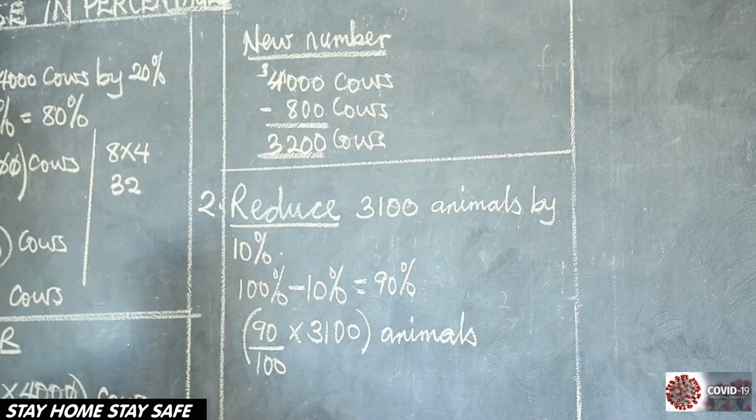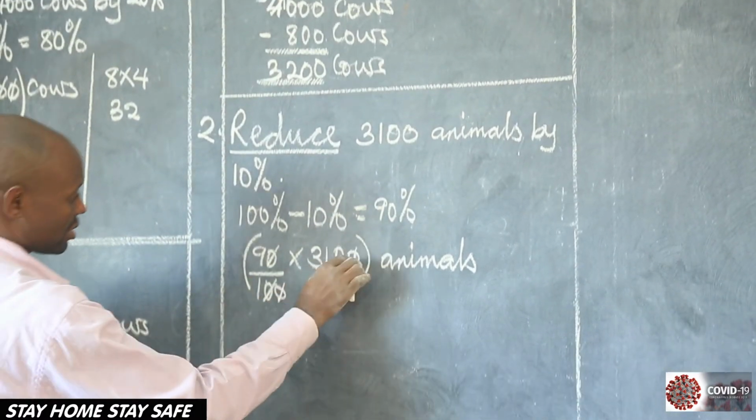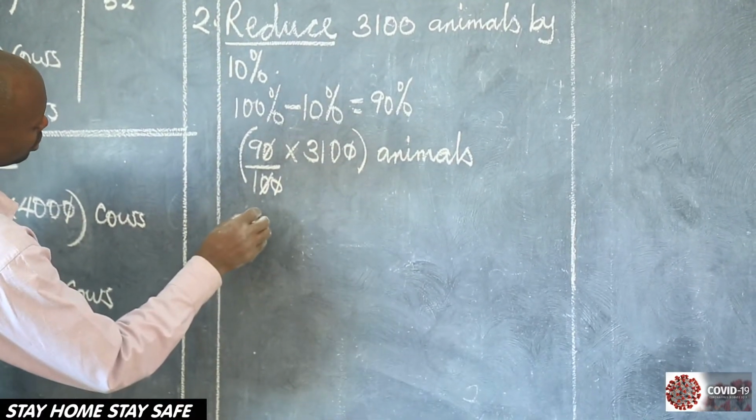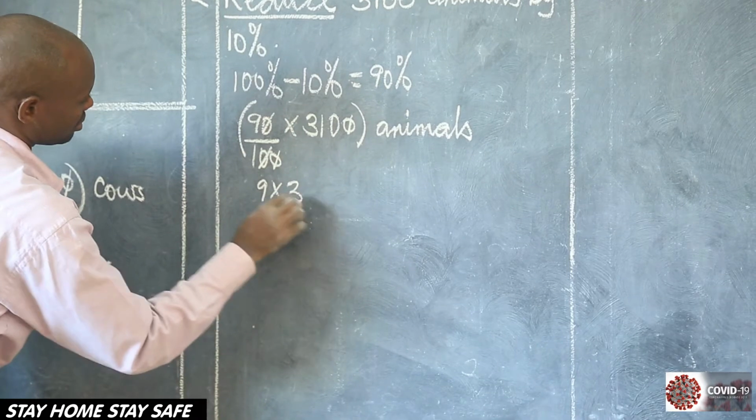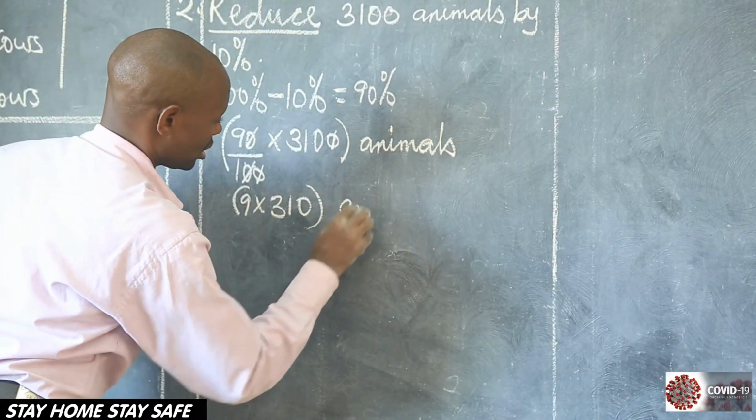3,100 animals. Then we can reduce this and this, this and that. So what do I remain with? 9 times 310. And what are these? Animals.